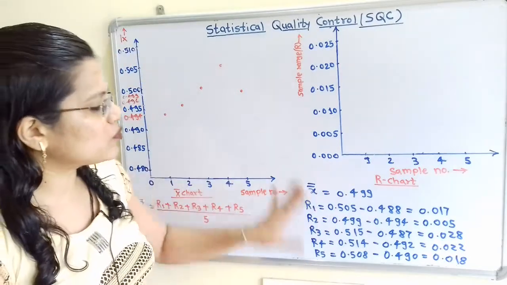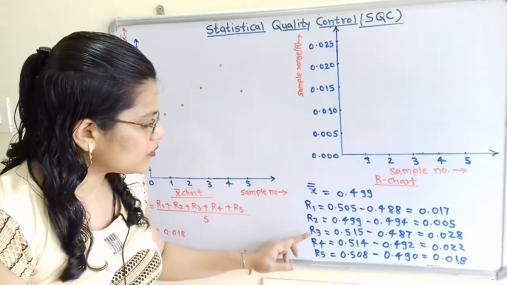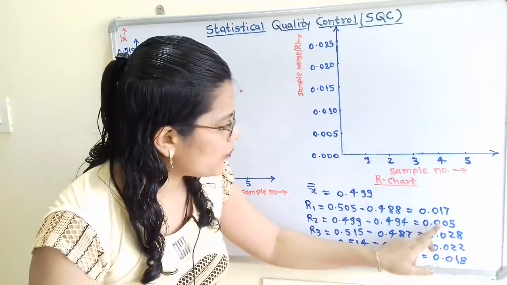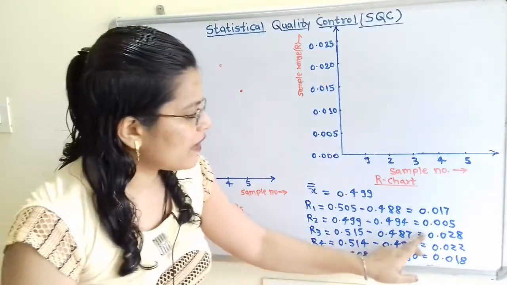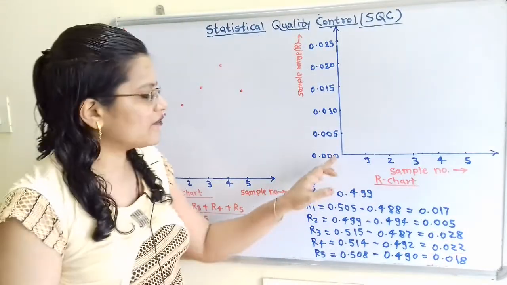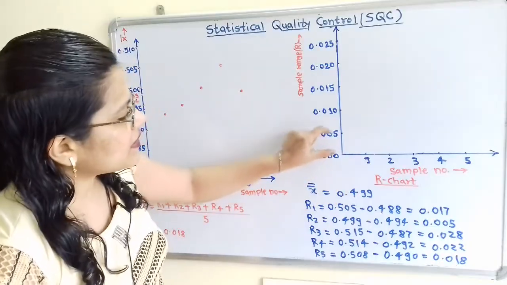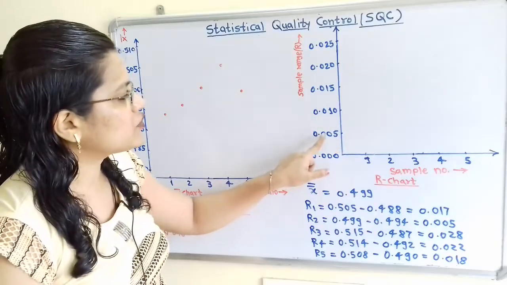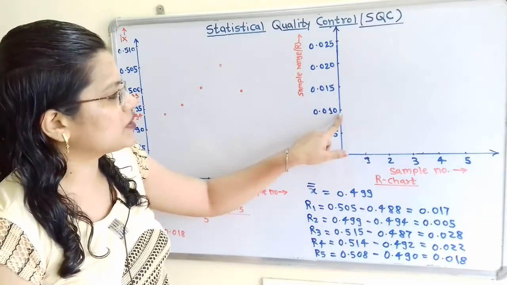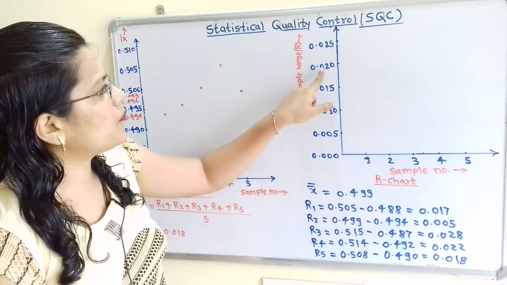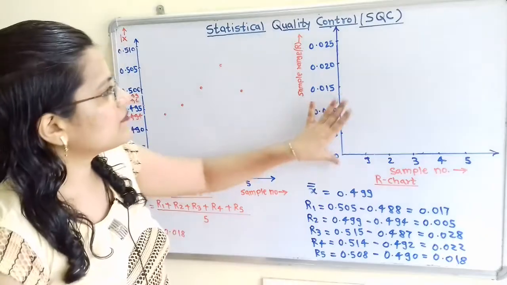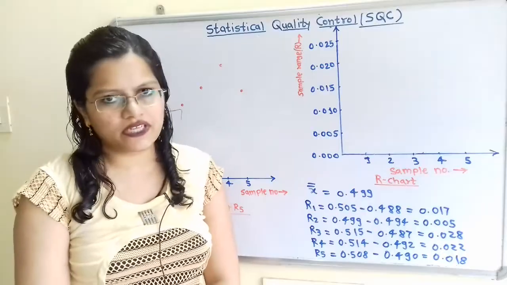Now how to plot the numbers on the vertical line? For that we have to refer to the values of R1, R2, R3, R4 and R5. If we observe here, minimum value is 0.005 and maximum value 0.028. So I will start from this 0, then there is 5 centimeter distance and I will take 0.005. Again there is 5 centimeter distance, then 0.010, then 0.015, 0.020, then 0.025. So in this way we have to plot the values on the vertical line.